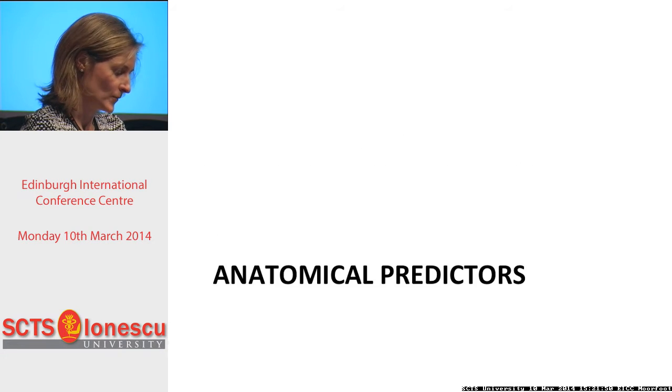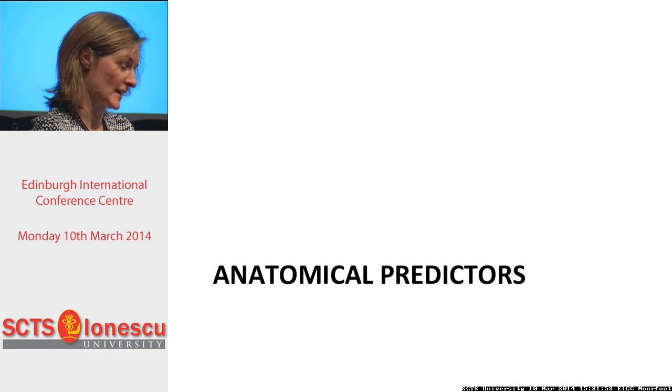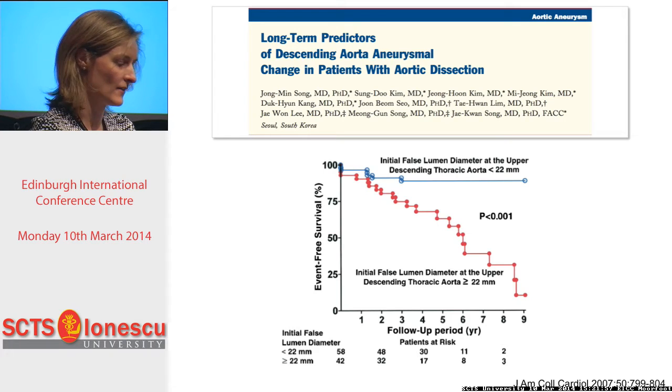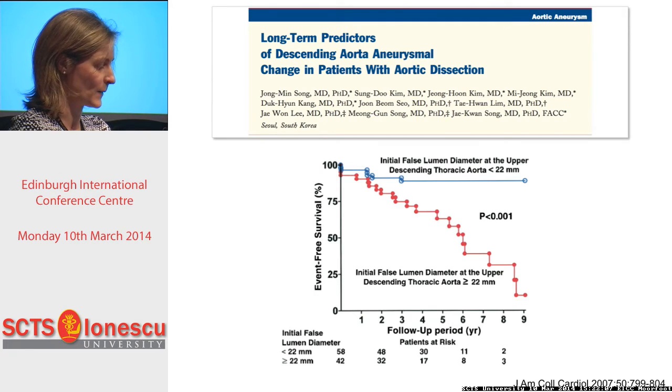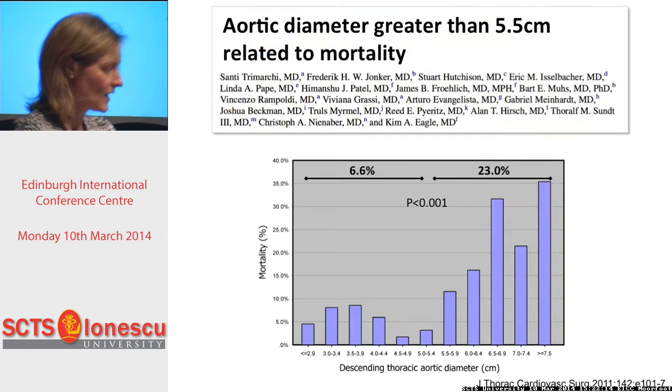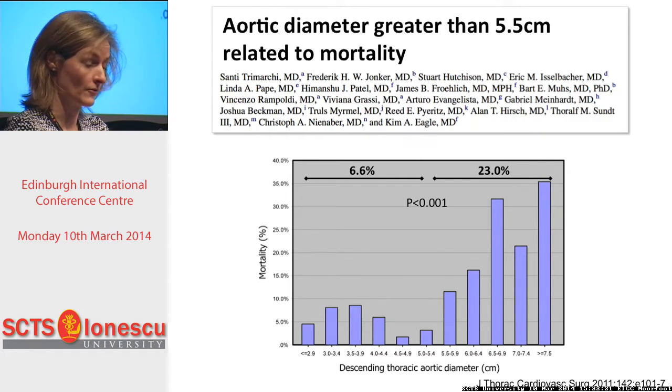And so some of the other centres have first of all worked on looking at anatomical predictors, such as this group in South Korea, and they first of all looked at the initial false lumen diameter in the upper descending thoracic aorta. And they showed that if this was greater than or equal to 22 millimetres, these patients had a worse outcome with follow-up up to 9 years, although the numbers at that stage are quite small. This is a study from the IRAD, which is the International Registry of Acute Aortic Dissection, and they showed that an aortic diameter greater than 5.5 centimetres is related to an increased mortality.